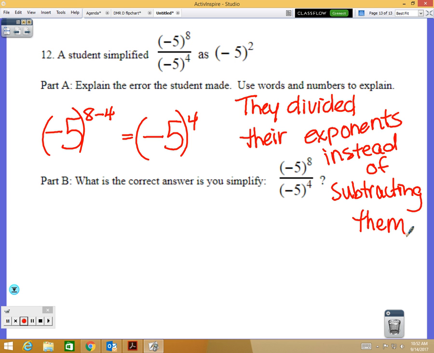What is the correct answer when you simplify? Make sure, why do they have those parentheses around? Is that important, the parentheses? Yes, it is. Because it's -5 times -5 times -5 times -5. If you didn't have the parentheses there, then it would be a negative 5 times 5 times 5 times 5, which is different. Okay? So make sure you keep those parentheses in there if you have them. That's the last one, right? Yeah. Okay, that makes sense.